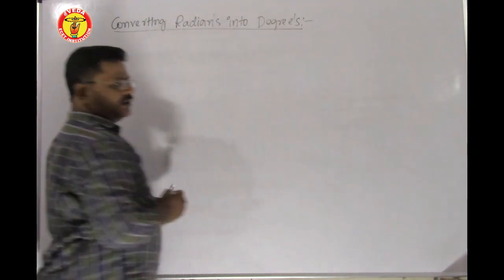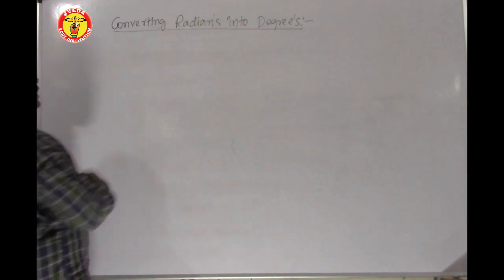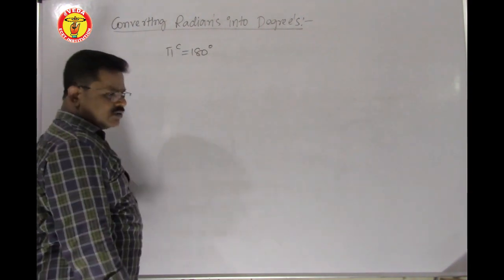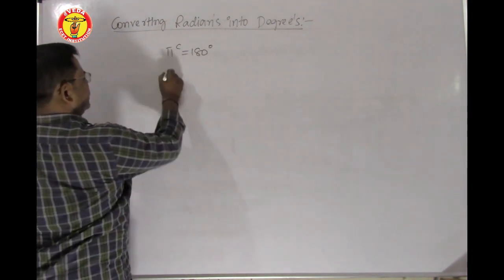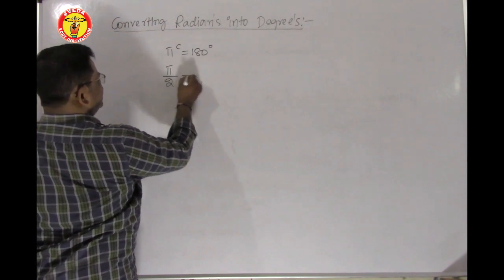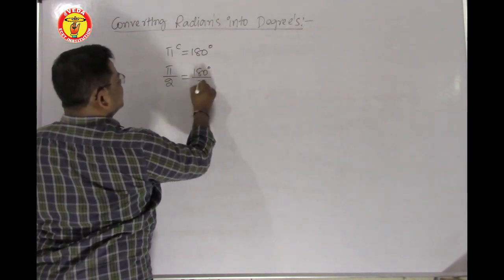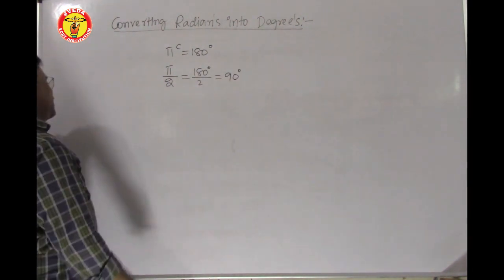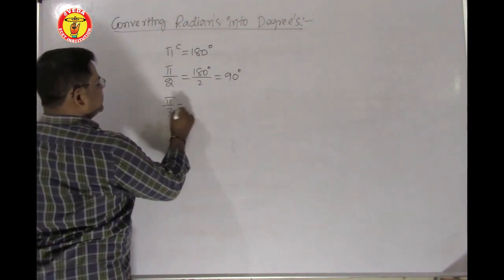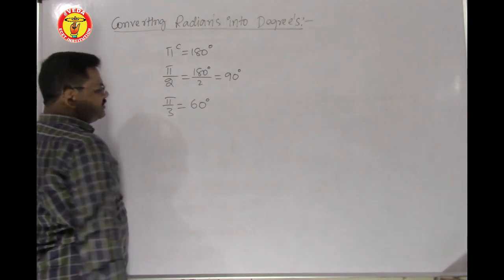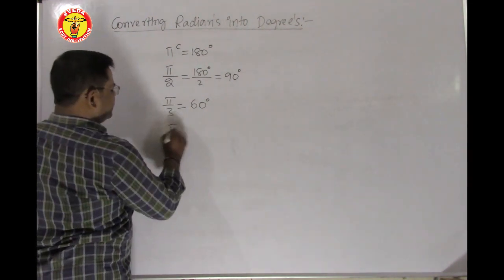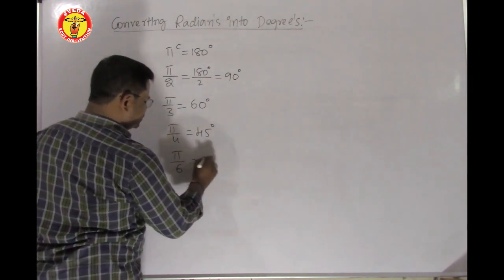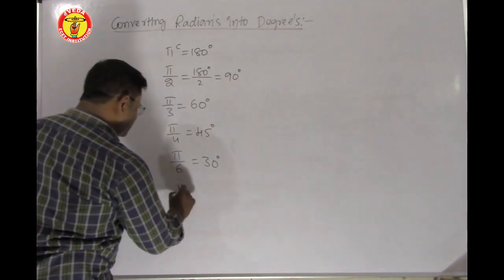Converting radians into degrees. See here, we have pi radians. Just now I taught you that pi radians is equal to 180 degrees. If I divide this pi by 2, we write 180 by 2, which is 90 degrees. If it is pi by 3, that is 180 by 3, which is 60 degrees. Pi by 4 is 45 degrees. Pi by 6 is 30 degrees.